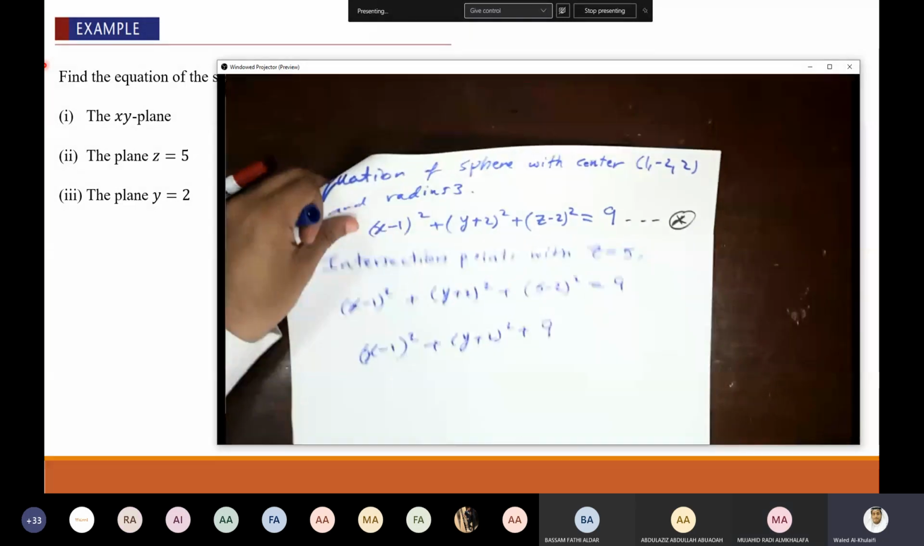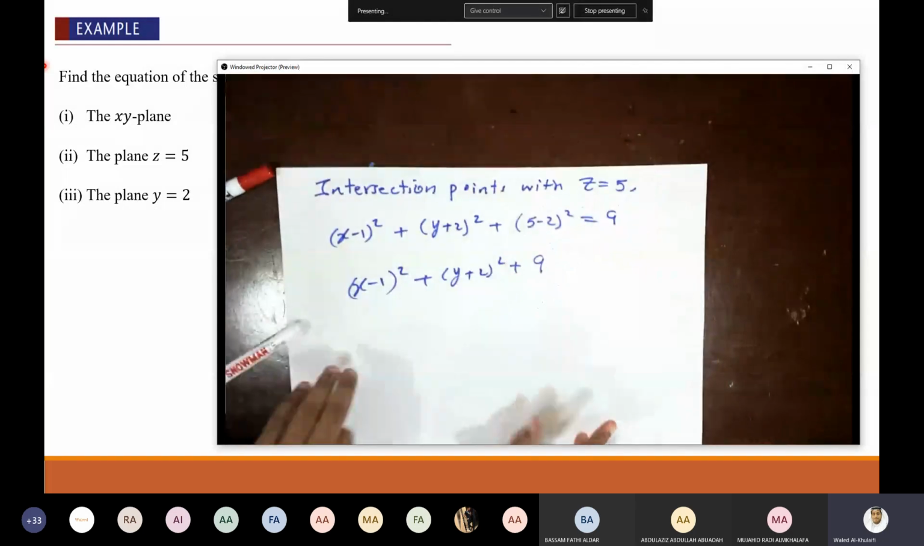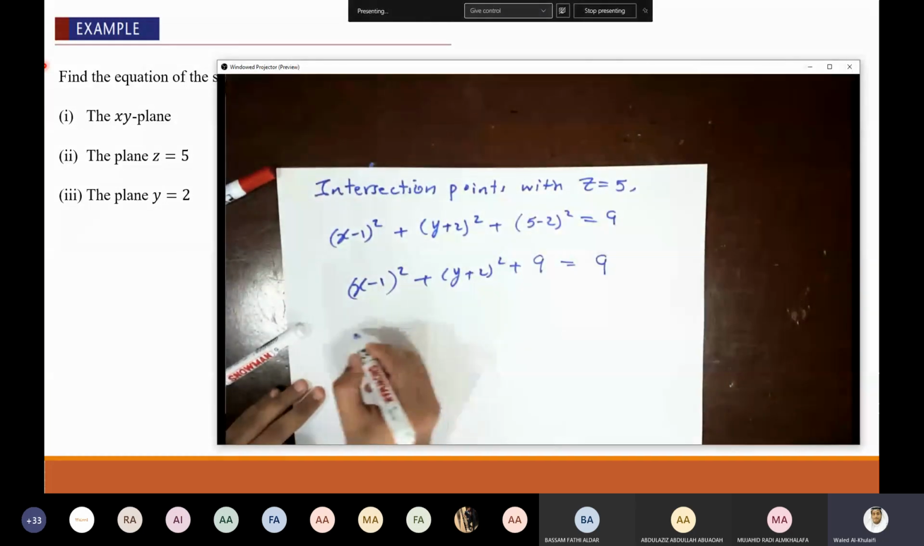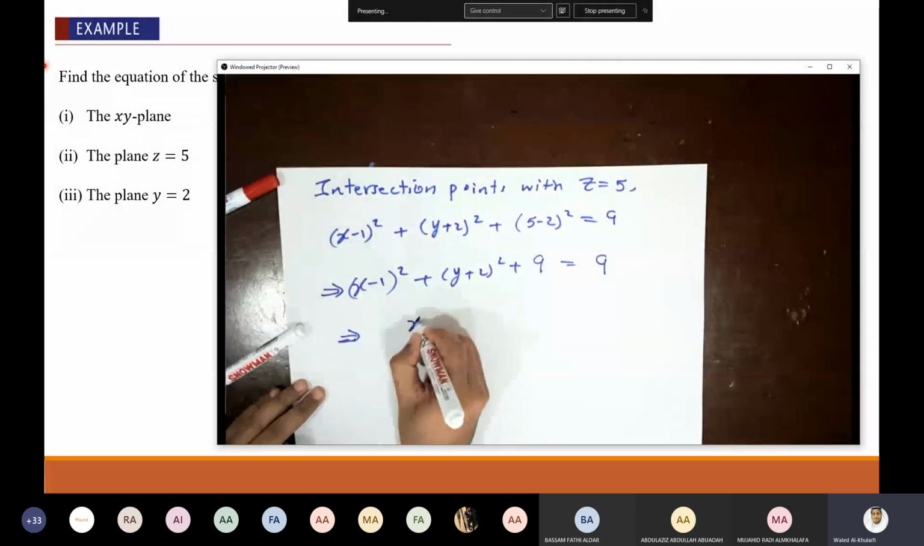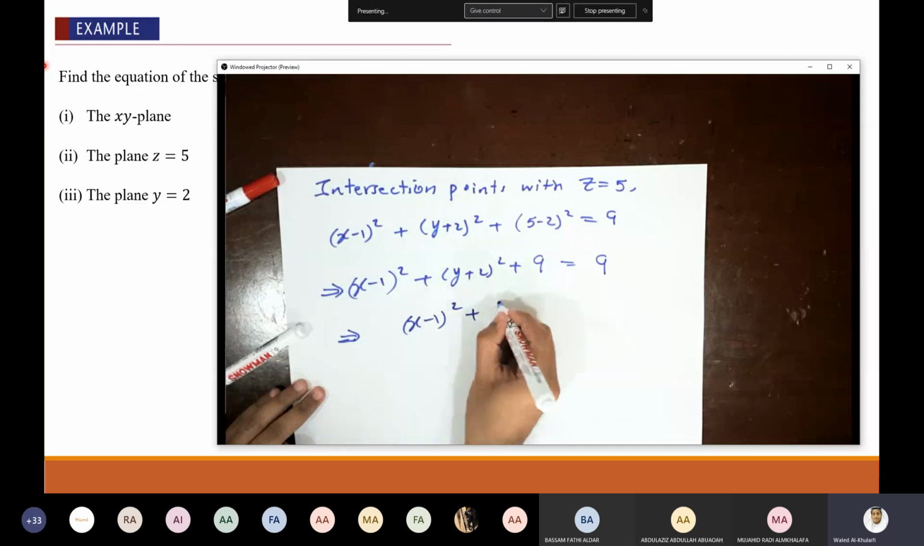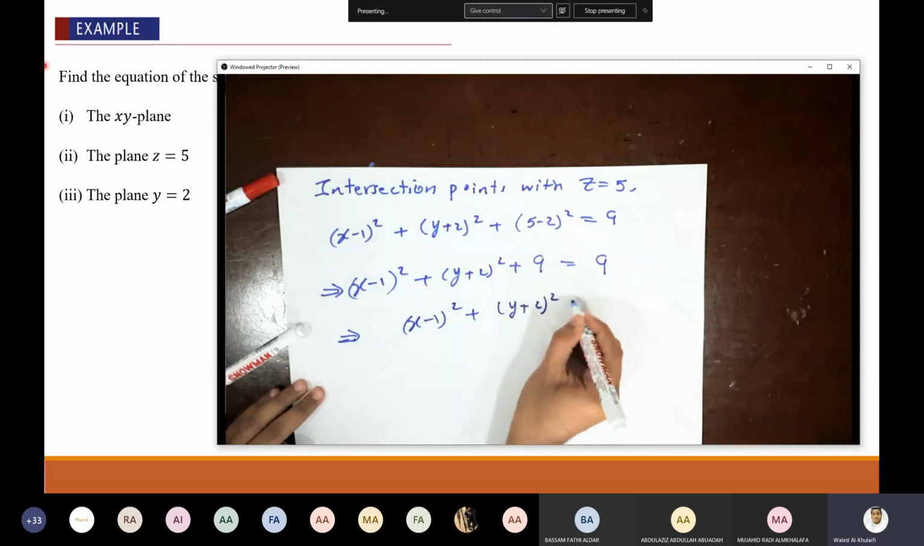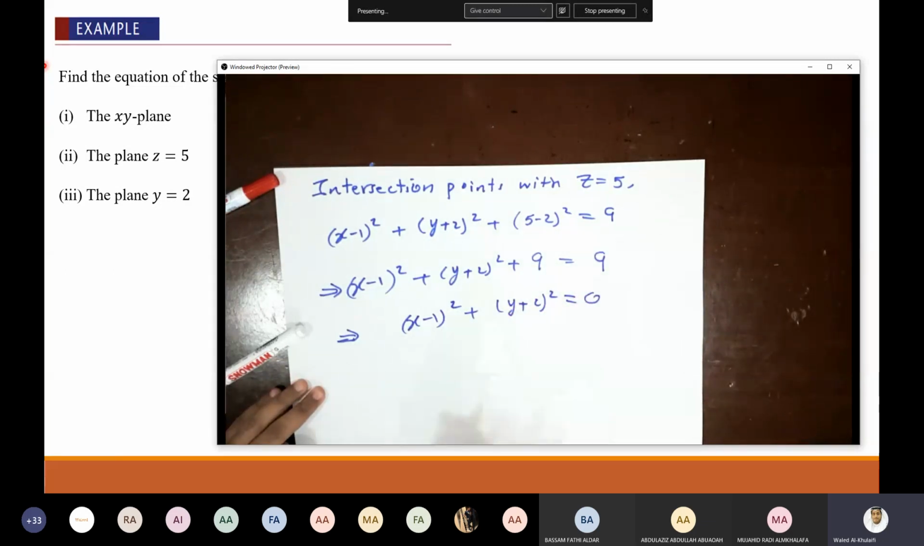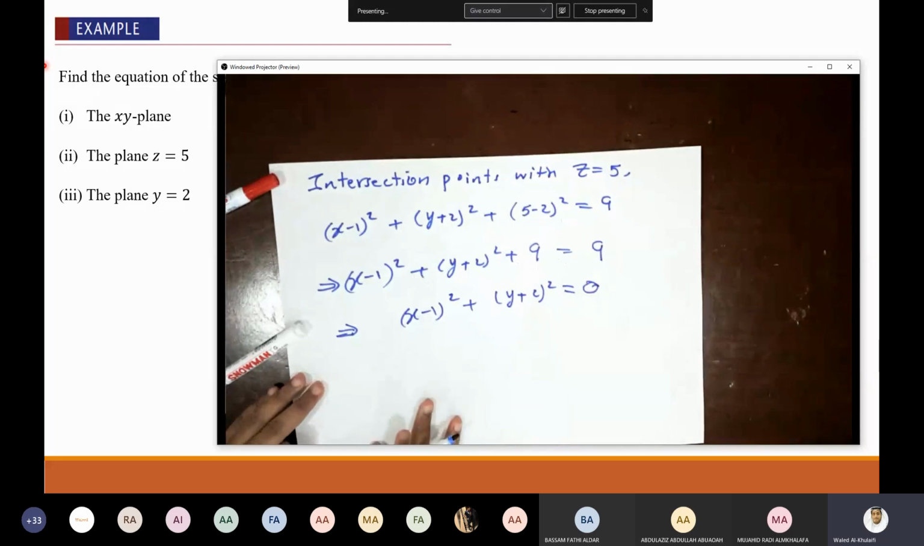9. Okay, so let's take this away. This will be 9 equals 9. So it means that (x minus 1) squared plus (y plus 2) squared equals, of course the 9s will cancel each other, right? So we'll get 0. Then what? There is no intersection? No, actually.